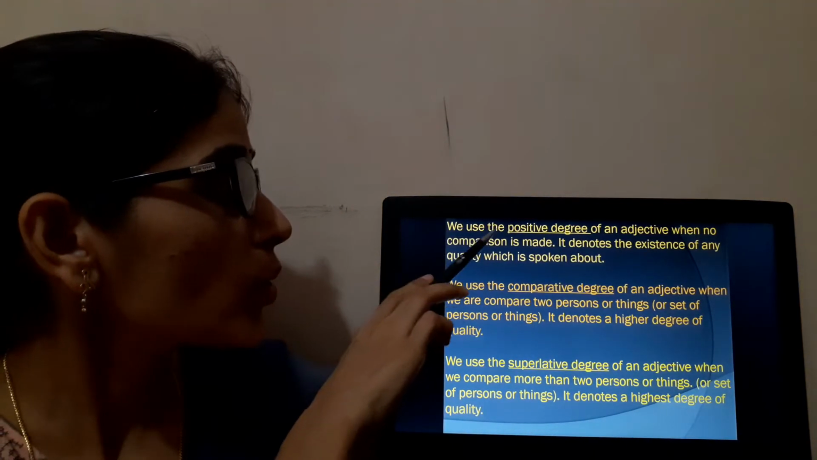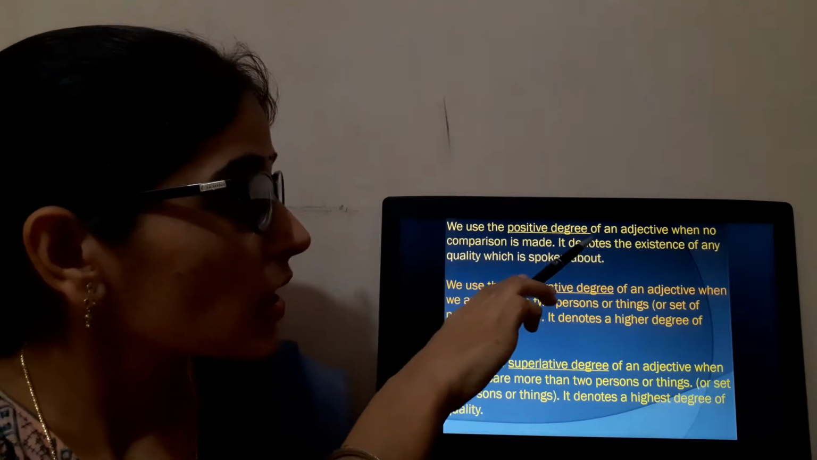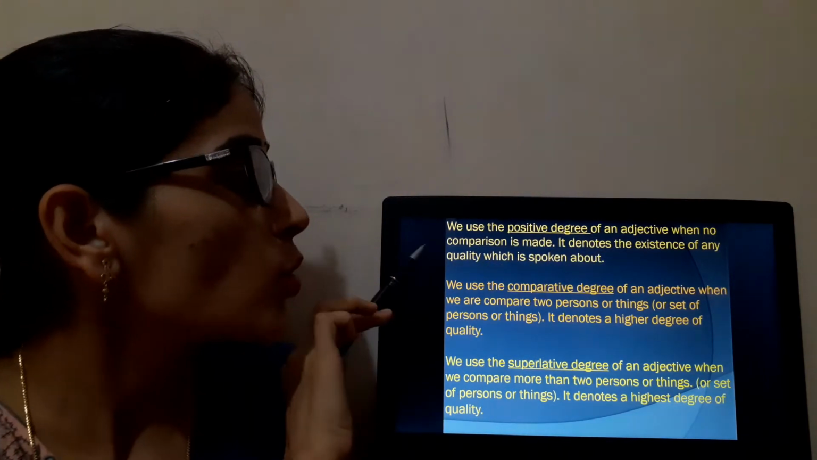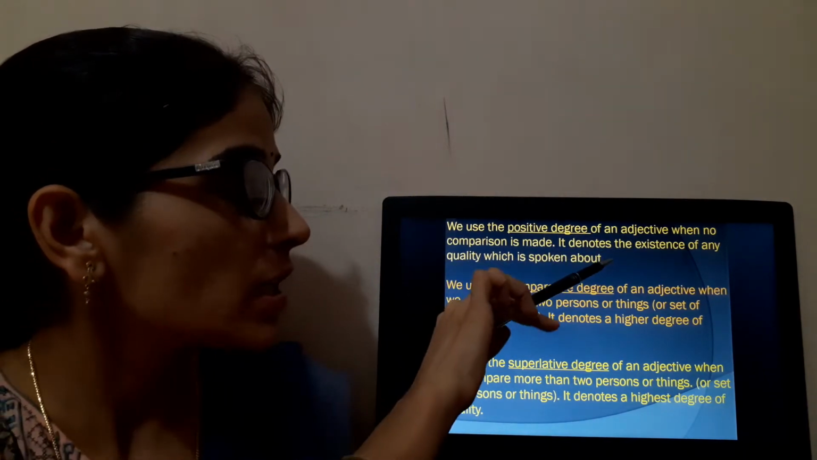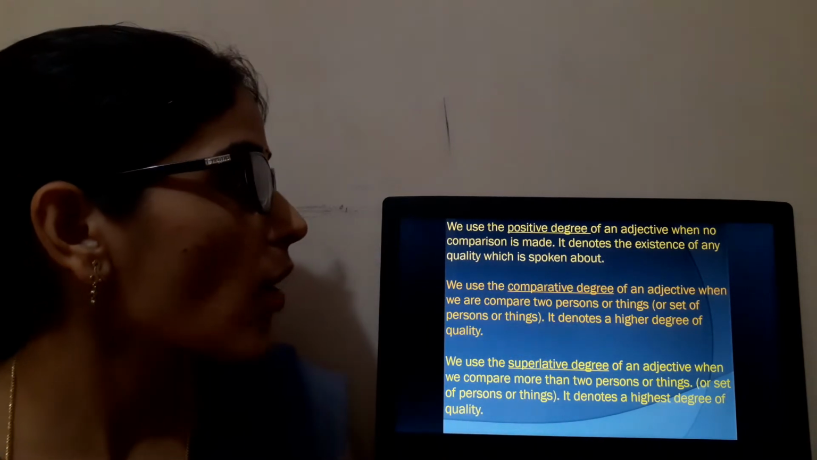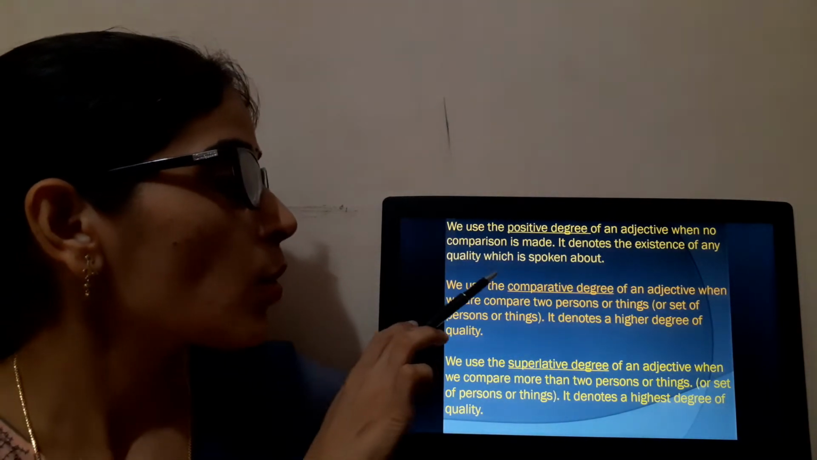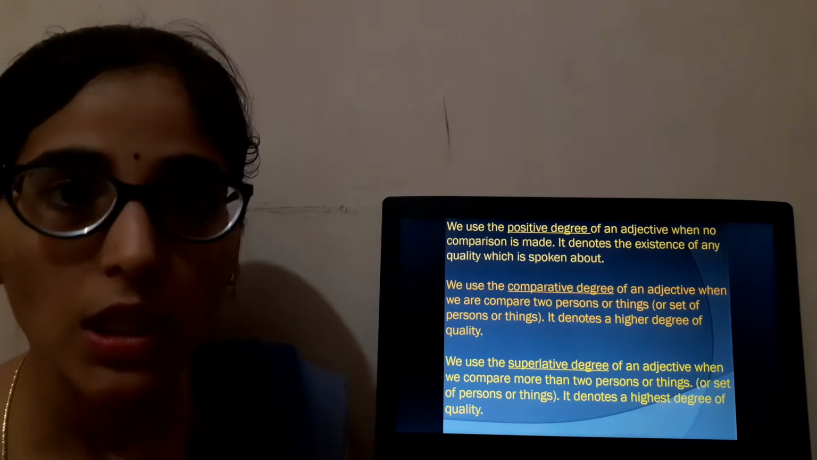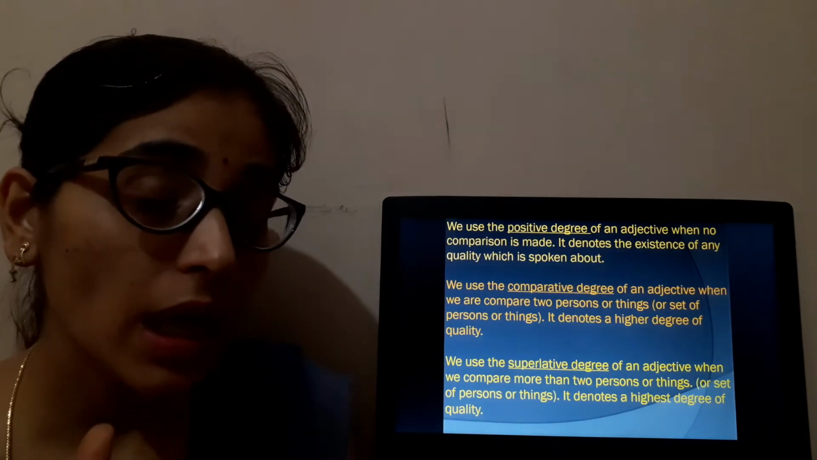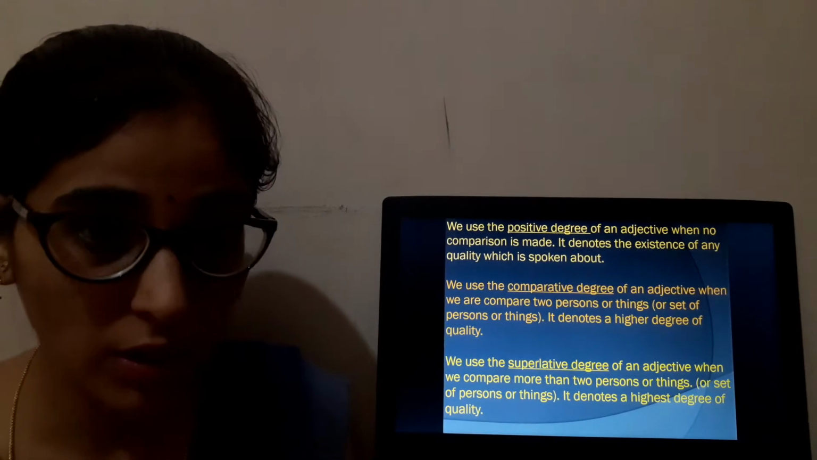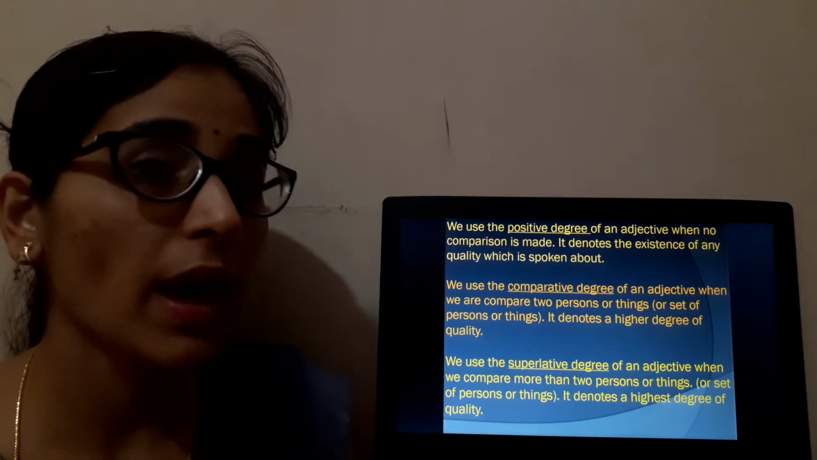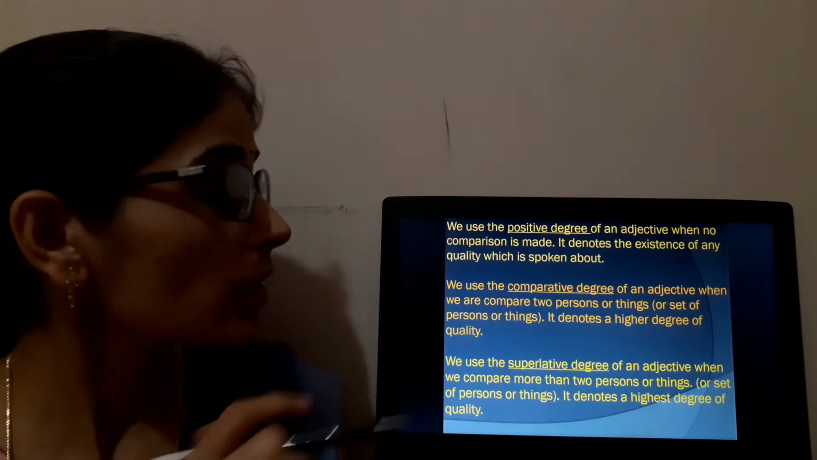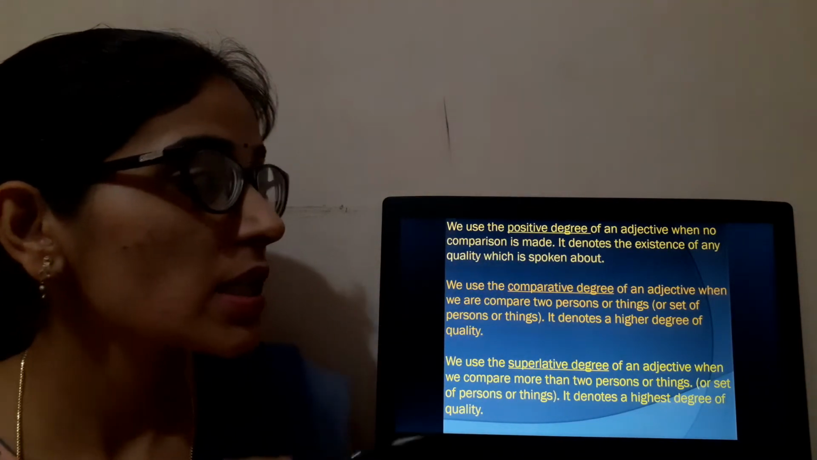See here, we use the positive degree of an adjective when no comparison is made. It denotes the existence of any quality which is spoken about. That means when there is no comparison, then we call it a positive degree.